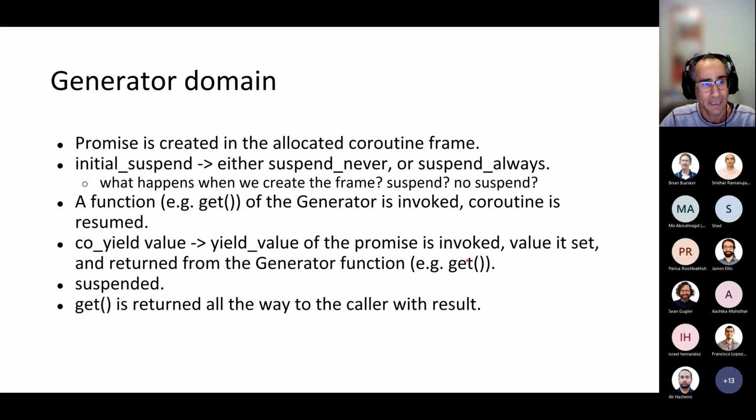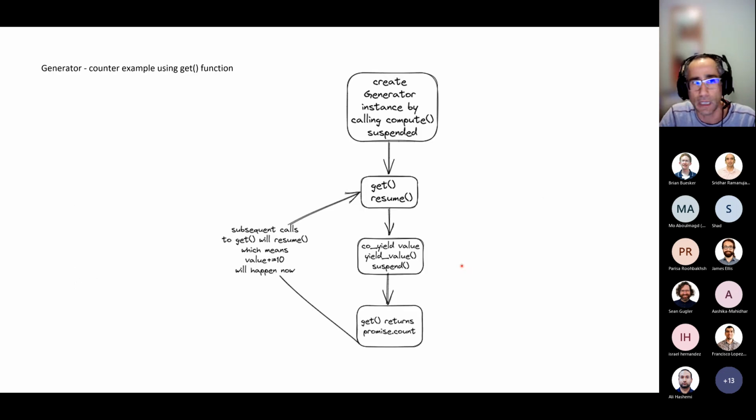It's like set, and it's going to be returned from the generator function from the get. And then it's going to be suspended, get will be invoked again. And I tried to capture that in some diagram. In general, that's what would happen.